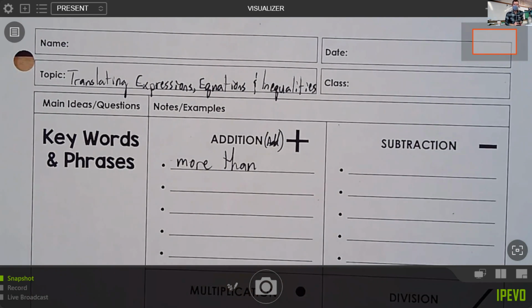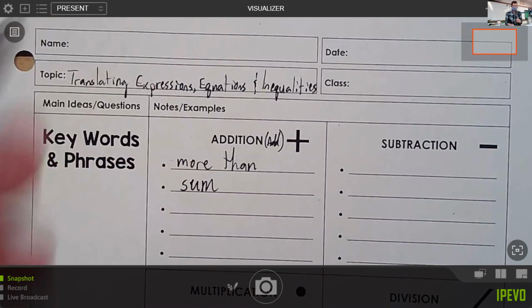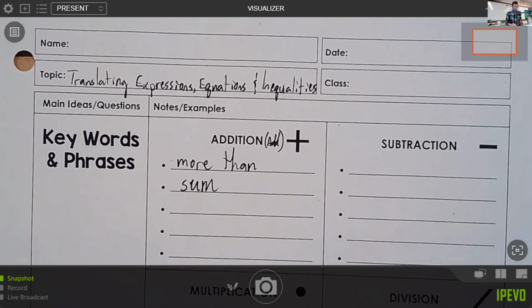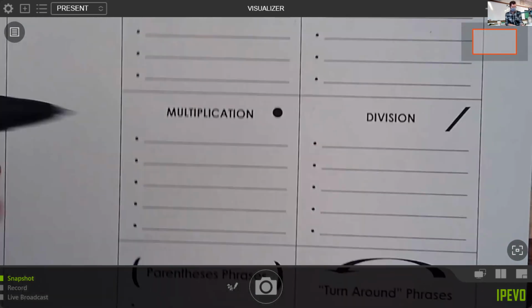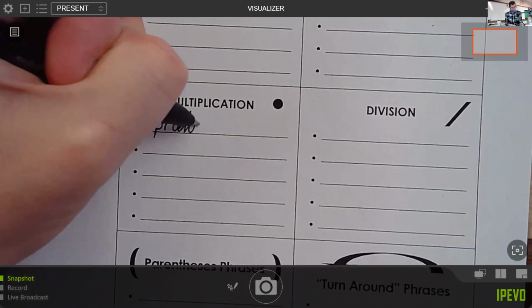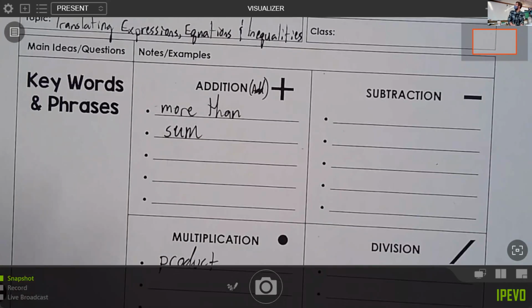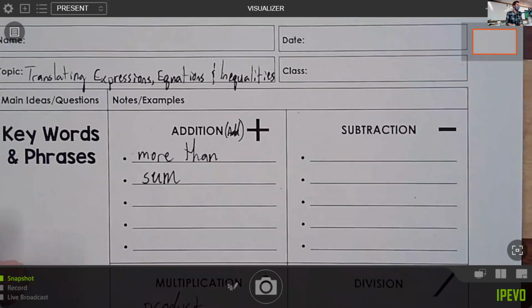So what else do we use? Sum, yes, S-U-M for sum. What else? We got 3 more that we're going to use. See if you can find them in those examples. What are other ways that we can say addition? Product is actually going to be with multiplication. So let's go ahead and do that. So product is a multiplication word, so we'll fill that in for that one. What else for addition though? So we got more than, we've got sum.